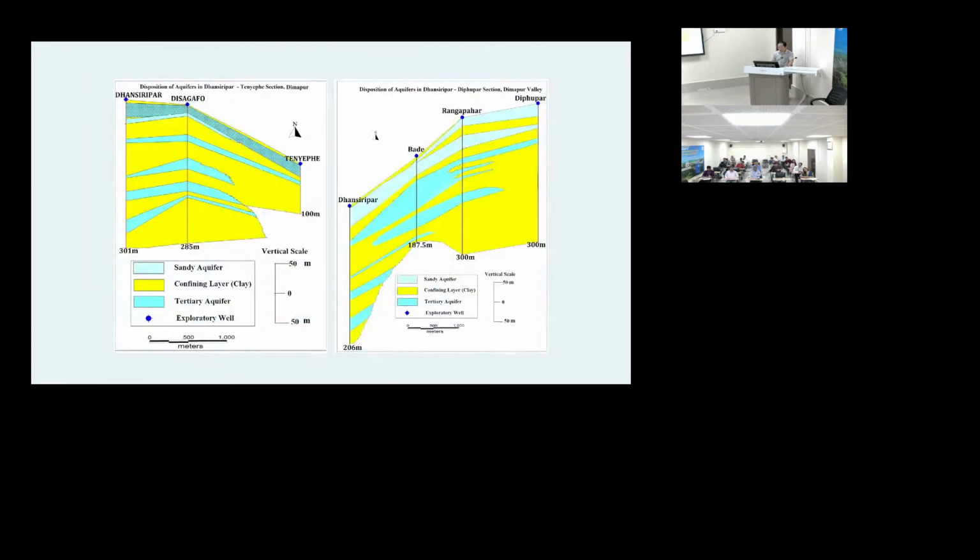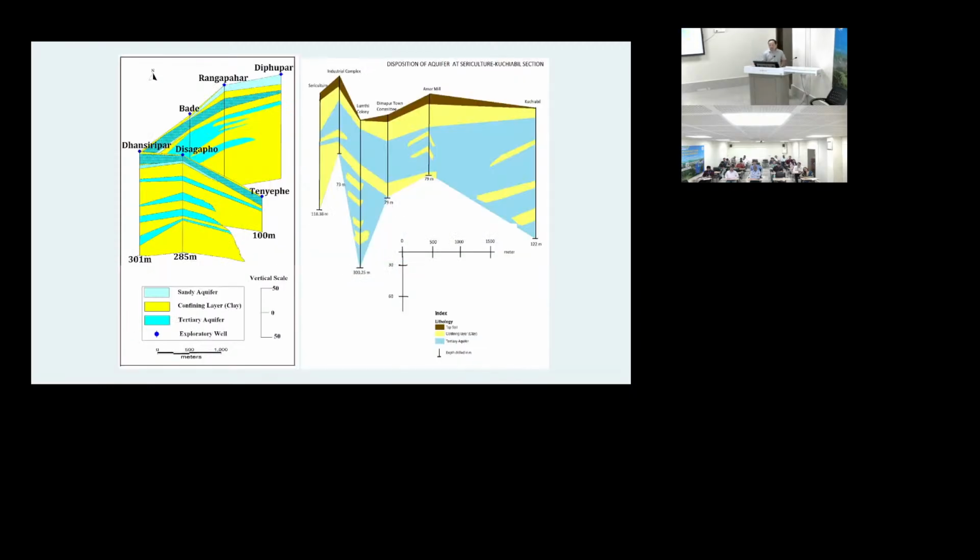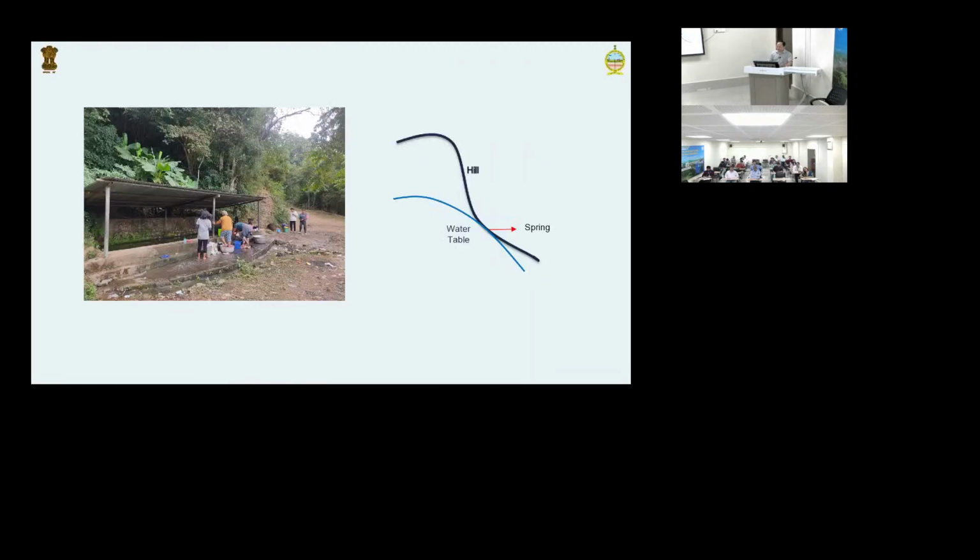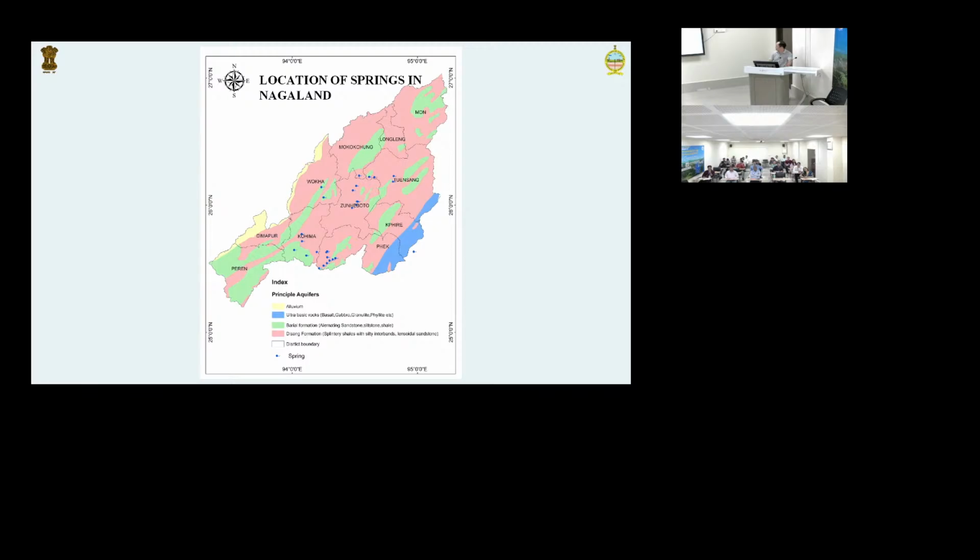And this is the 2D section. We can see the sandy aquifer, the confining layer, and then the tertiary aquifer in this Dimapur area. This is another section. And this is one huge spring where 2-3 villages are dependent on it. It is a depression type of spring, where there's a steep slope. When the water table touches the surface, the water comes out.